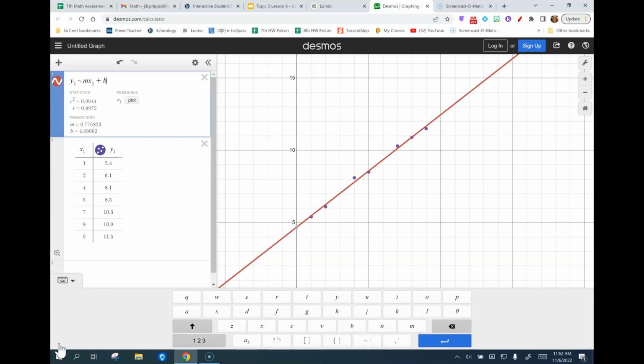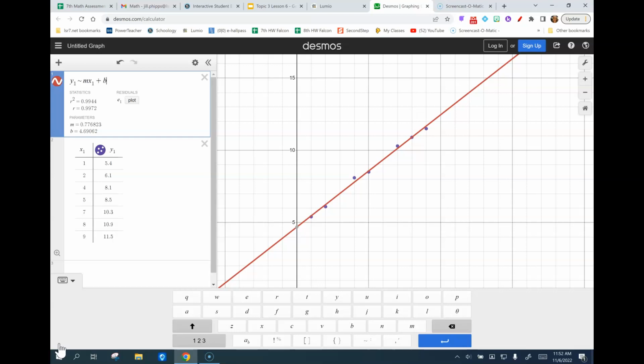Okay, so it gives us a slope of 0.77 under parameters. Look underneath parameters where it says m is equal to 0.776823. Wow, that one went way out. And b is 4.6902. We're just going to go 2 decimal places. That's 0.77, but we're going to use 0.78. And so our slope is 0.78.